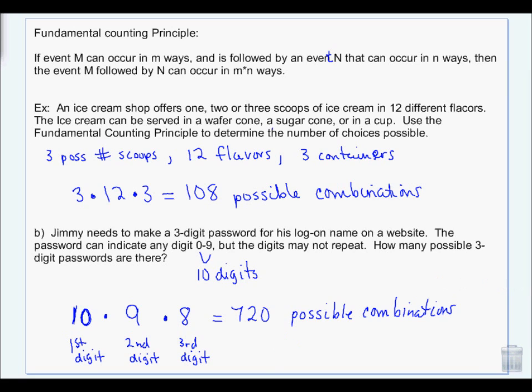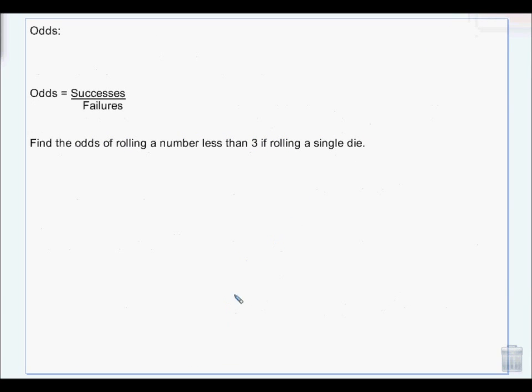My door. Okay, now, we talked about probability. Odds are a little different, okay? Odds are the ratio that compares successes, or what you want, to failures.